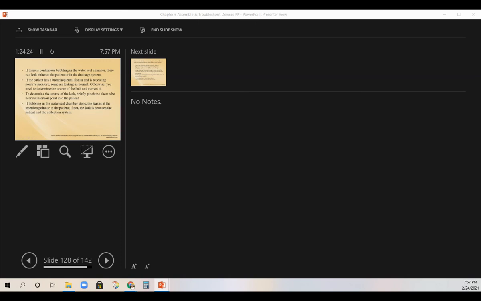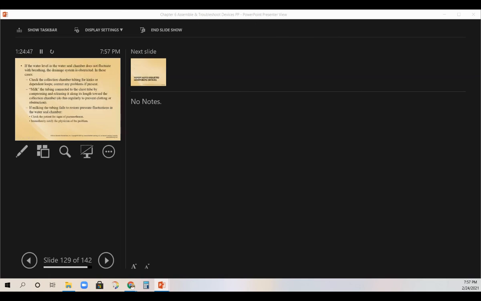Briefly pinch the tube near the insertion point in the patient. So you might have to hold on to that to see where our leak is at. If bubbling in the water seal stops, the leak is at the insertion point or in the patient. If not, the leak is between the patient and the collection system. This also is a question as well. So you need to determine, is it in the patient or is it in between the chest tube and the system?